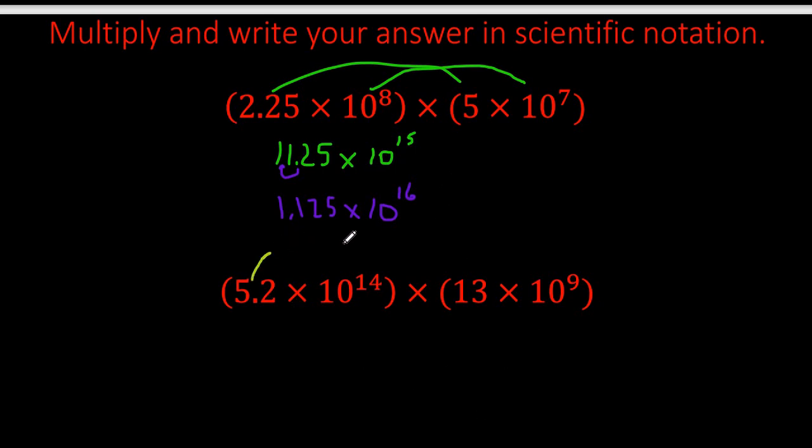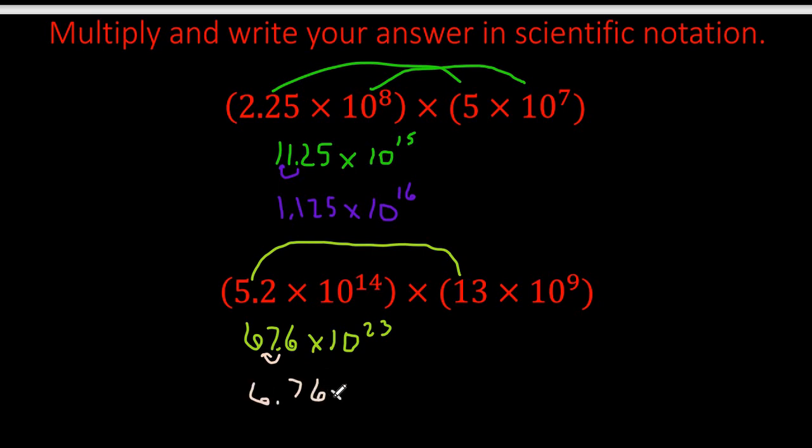The next question is similar. 5.2 times 13 is 67.6. And then for the exponents, 10 to the 14th times 10 to the 9th, we add the exponents, and 14 plus 9 is 23. And again, we want one digit and then the decimal, so we have to move the decimal over left one, which means we add 1 to the exponent, so 6.76 times 10 to the 24th power.